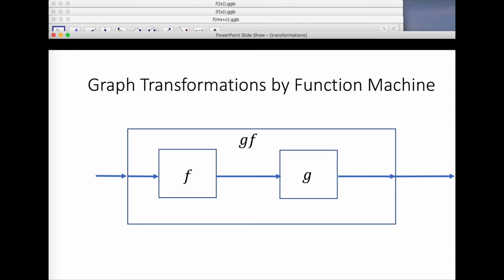Look at the function machine view of this. So here's our function machine. Let's start with a simple case first of all, g f of x. So the graph of f consists of points (x, y), where x comes from here and y comes from here.